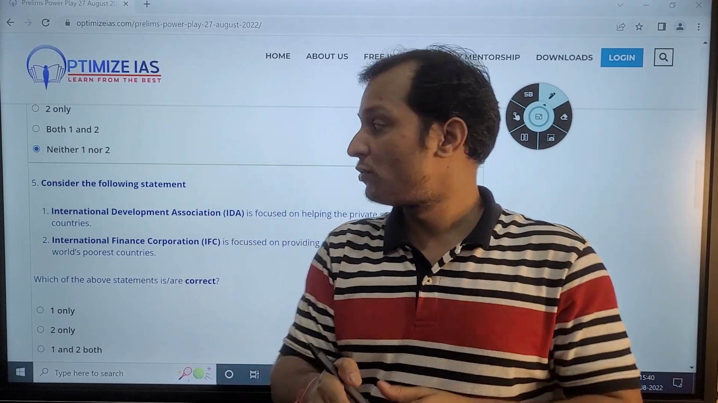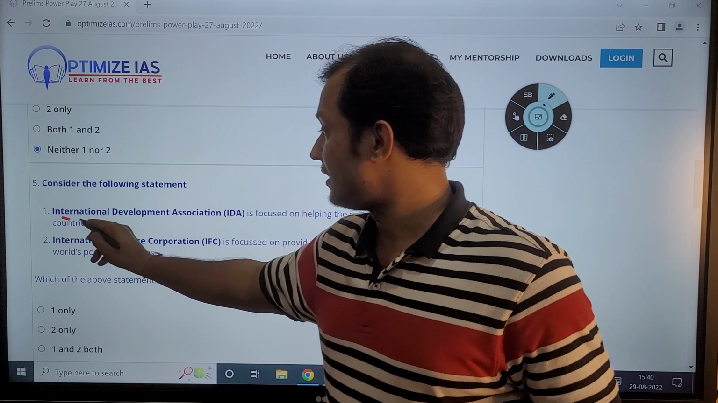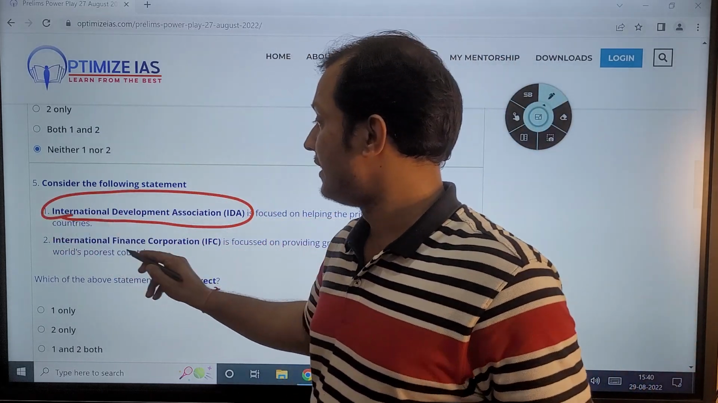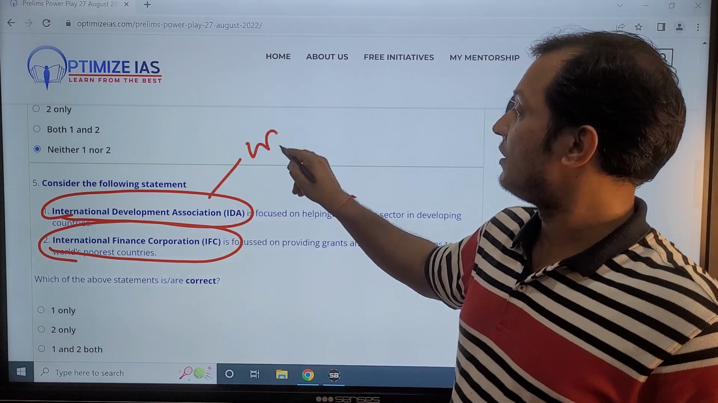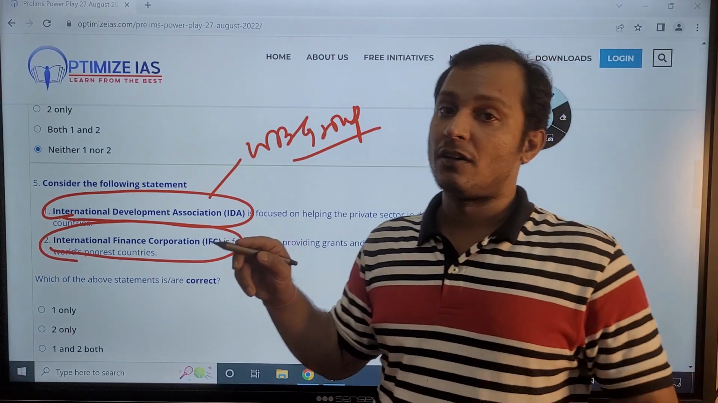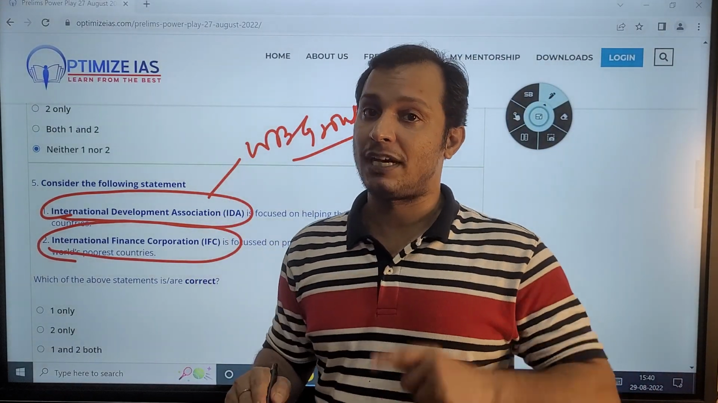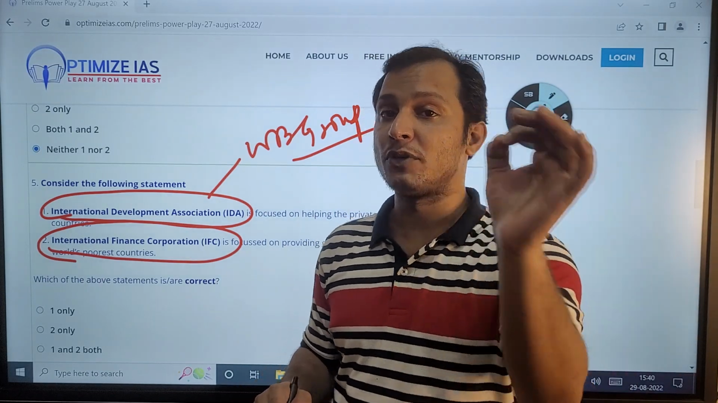You see here the two organizations which are there in this question: International Development Association (IDA) and International Finance Corporation (IFC). These two are basically World Bank Group bodies. There are 5 bodies in the World Bank Group. I want you to name the 3 other bodies in the comment box. Let me see how many of you are able to answer.